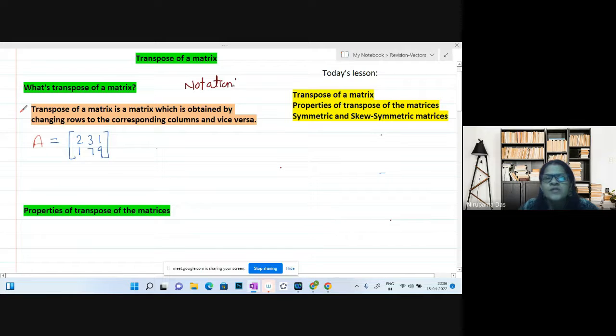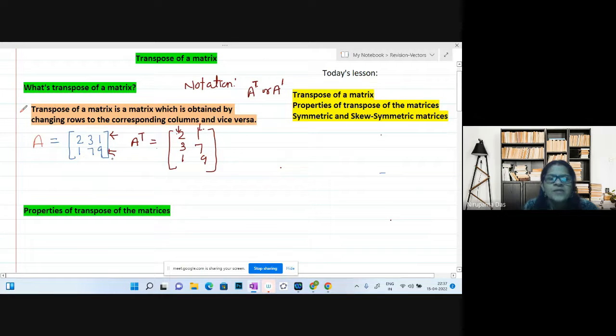So notation of transpose of the matrix is A, we may write this small t. This t stands for transpose, or you may write like this also. So one of these two notations you can apply. So A transpose is changing the rows to corresponding columns. 2, 3, 1. Then here 1, 7, 9. And you can observe here the first row becomes first column here. Second row becomes second column here.